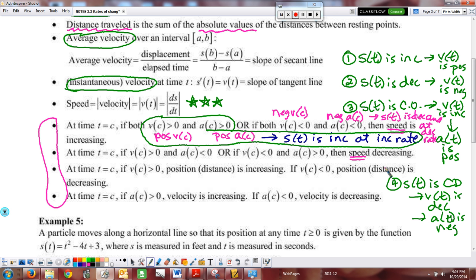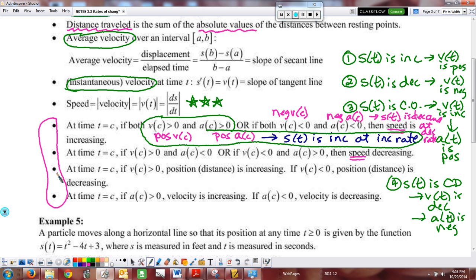Now, they're going to be asking you questions based on this. They'll basically say, what do you know about the speed at this time? You have to remember that that's a different question than talking about the velocity at that time. Talking about the velocity, I'm just looking at the derivative. Talking about the speed, I have to look at whether velocity and acceleration are working together or in opposition before I answer that question.